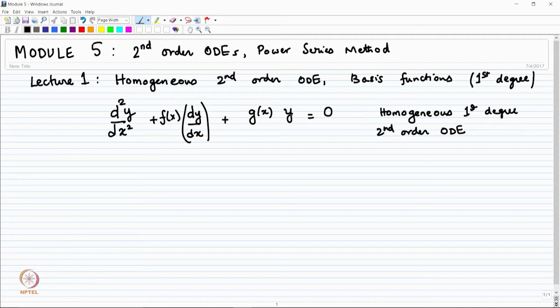So, homogeneous means each term contains either y or a derivative of y or a second derivative of y, to the same power, but there is no other power of it. And you do not have any cross terms. Therefore, this is a homogeneous first degree second order ODE.